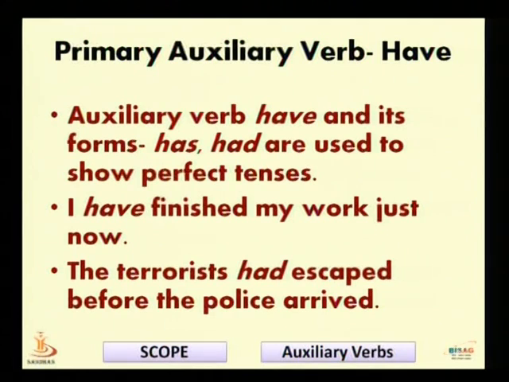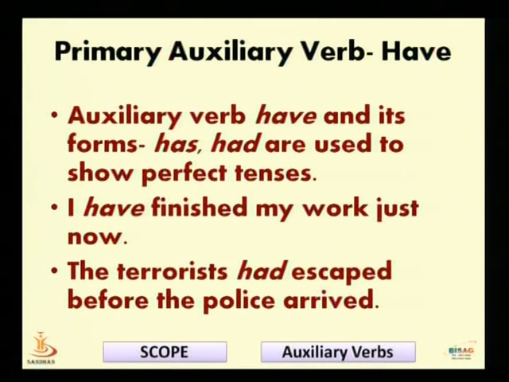And in the next two examples, friends, as you can observe, the forms of have are used as the auxiliary verbs, and they do not carry specific tense. In the first line, which reads like this, I have finished my work just now. Here have, which is in italics, is used as the auxiliary verb and not as the main verb, because it has direct relation with the main verb, which is finished.